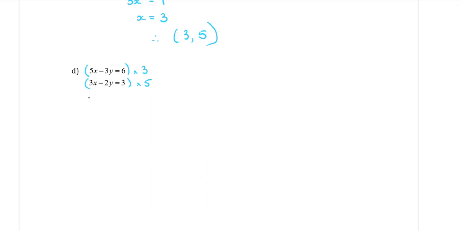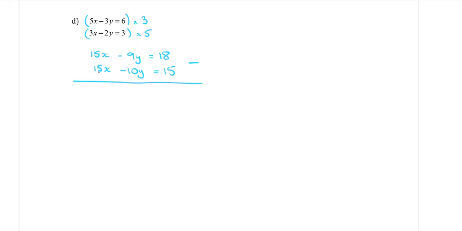Let's times through those brackets. 5 times 3, we have 15x, then minus 9y equals 18. Timesing the 5 through the second one, we get 15x minus 10y equals 15. Okay, setting up the big sum, they're both positive 15, so we're going to subtract those equations. 15 minus 15 disappears. Minus 9 minus 10 means plus 10, so that's just y, or 1y. 18 minus 15 is 3.